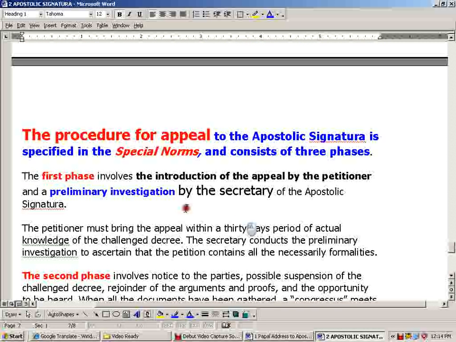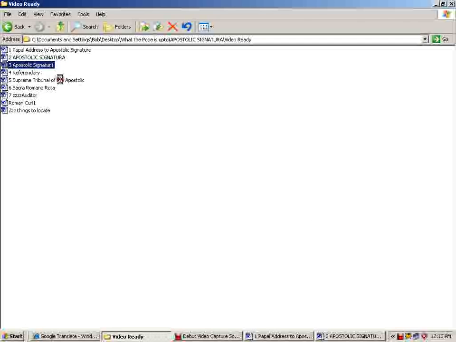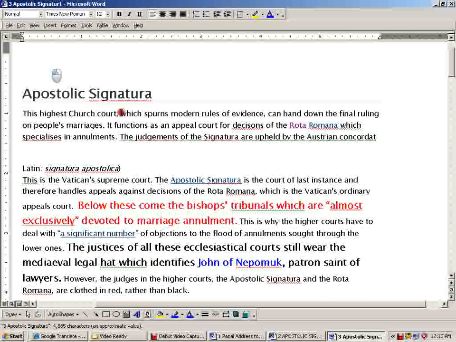So the procedure for appeal, so first of all, right, we need to figure out who these people are here in America, and if we can get a copy of the procedures in English, this lex propria. But there's a secretary and there's a chancellor, and we'll see that there's more to be said on that. So what else is there about this?